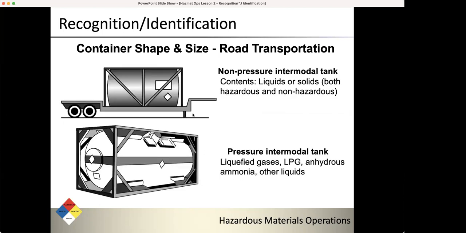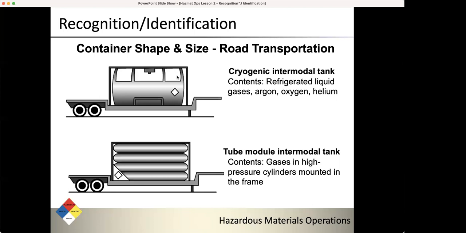So we have intermodal tanks as well. Intermodal just means it can move from one mode of transportation to another. So it can go from roadway to railway to water and not change the container, not have to load or unload the material itself, just the container. So you have the non-pressure intermodal tank. Again, it's got flat ends, so you know it's non-pressure. And then there's the pressure intermodal tank. It's got the rounded ends here, so you know it's high pressure.